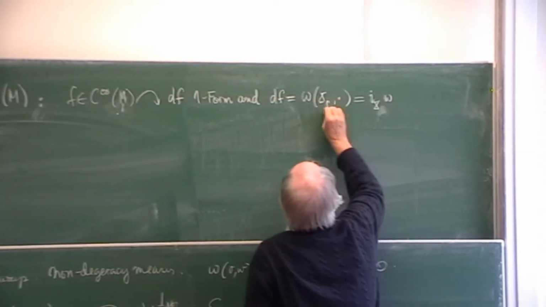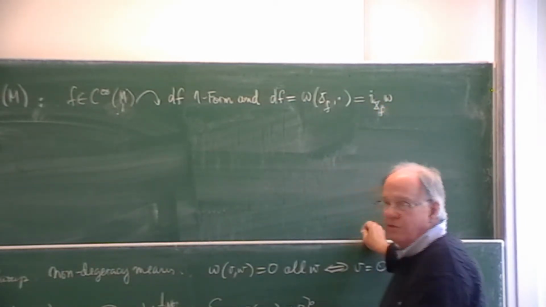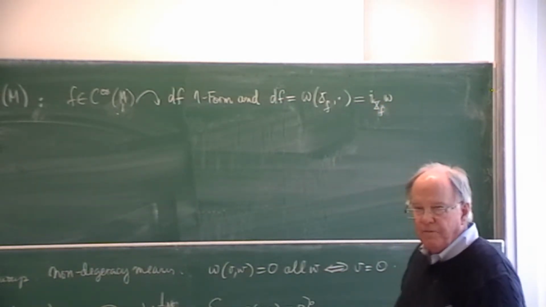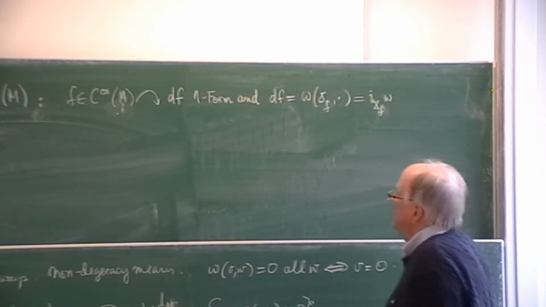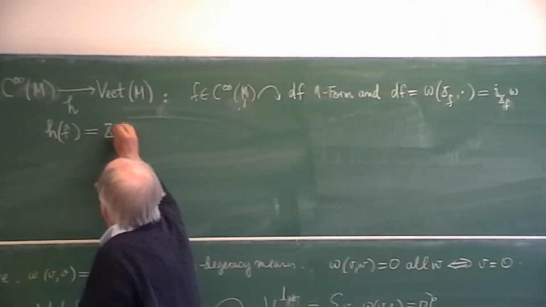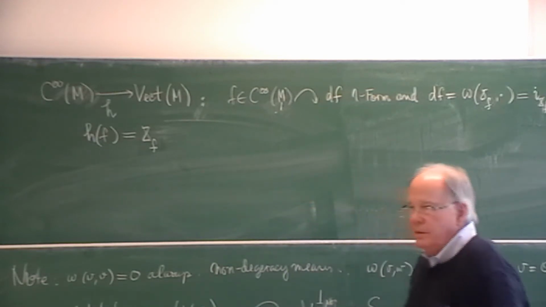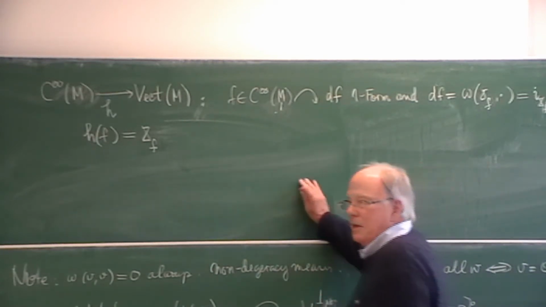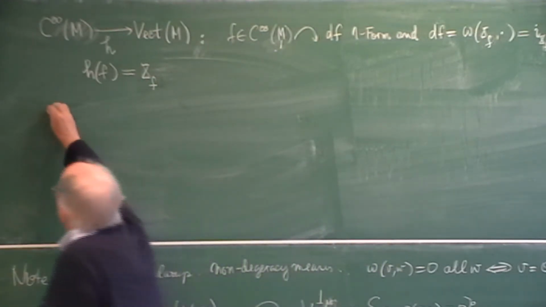I'm sorry. I'm really sloppy today, I'm terribly sorry. Of course, it's going to be the field associated with the function. So H of f is the field X_f. Okay. Now let's have some fun. So we have fun.